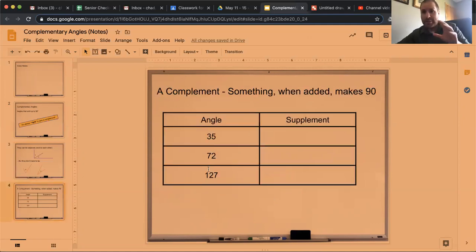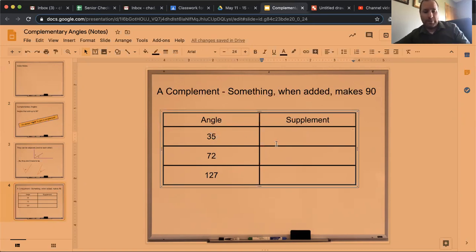So some other stuff, just like we had the word supplement, meant that would add together with something to make 180. We can have a complement. So when we add it together, it would make 90 degrees. So for example, here, if I wanted to add something to 35 to make 90 degrees, I could take 90 minus 35 or subtract those away, or maybe think about that a little bit. That's got to be 55. If we add these two together, it makes 90.